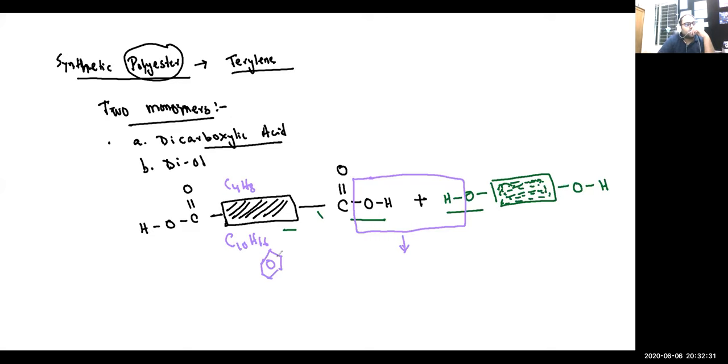Why? Because these parts do not participate in the reaction. Only the functional groups participate. Okay? Only the functional groups participate. So what happens to this? I'll just show one portion now, and then I'll show the rest of it.